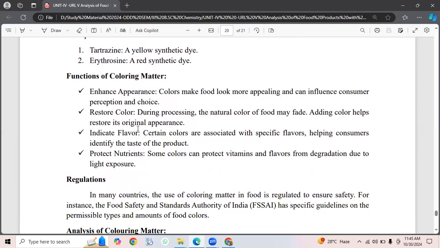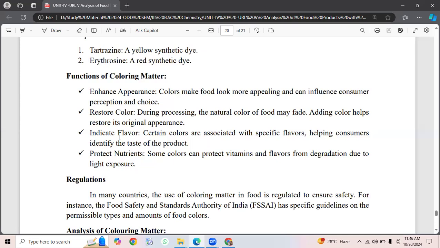So what are the functions of this coloring? The first function is that it enhances the appearance of the food. Colors make food look more appealing and can influence consumer perceptions and choice. The second function of coloring is to restore color. During processing, the natural color of food may fade. To avoid that, we add color to restore its original appearance.